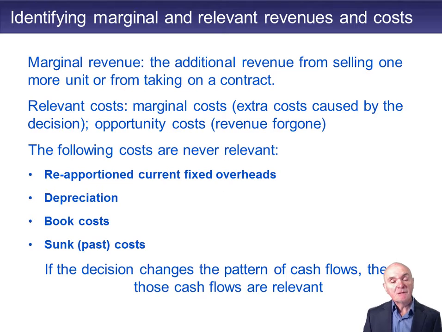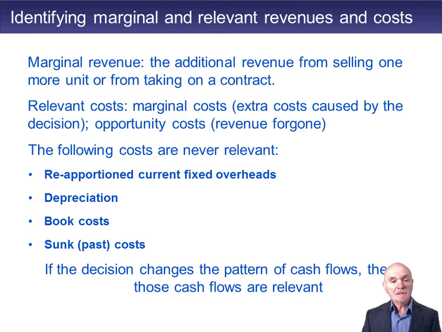Generally speaking, there's not much problem with the marginal revenue. You make some units, you sell them at a particular selling price, you have extra revenue. Marginal costs can be a little bit more confusing, and we have to look at additional costs caused by doing something, or you need to look at opportunity costs, costs which were maybe incurred by not doing something, revenue forgone.